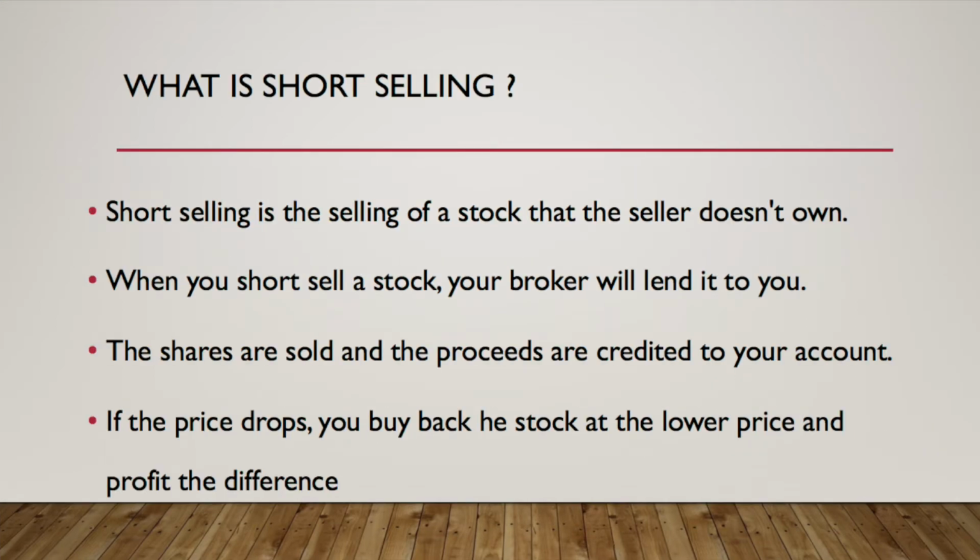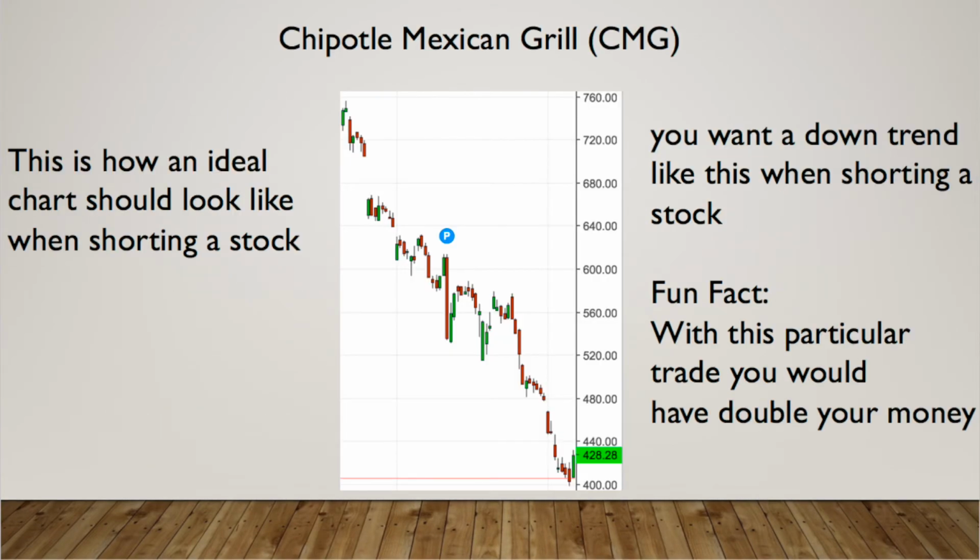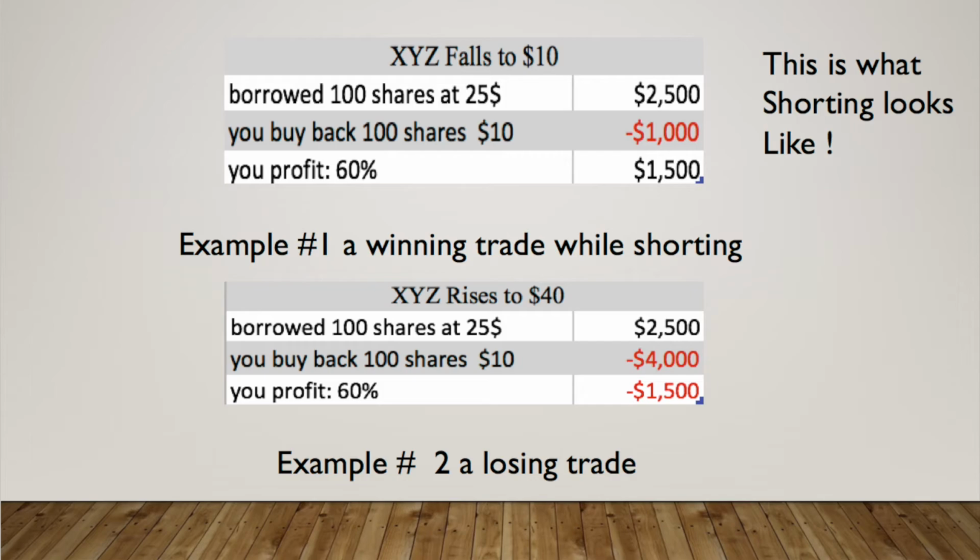Selling first and buying later is called going short. It is done when the market is going down or in a bearish market. So you short when you expect the stock to go down, either because there's bad news or bad earnings. This is how an ideal chart should look like when shorting a stock. You want a downtrend like this when shorting a stock. This is a more detailed explanation of how a shorting looks like.